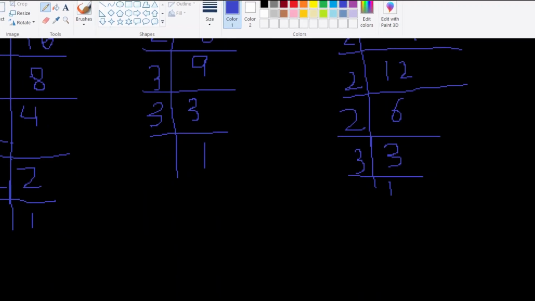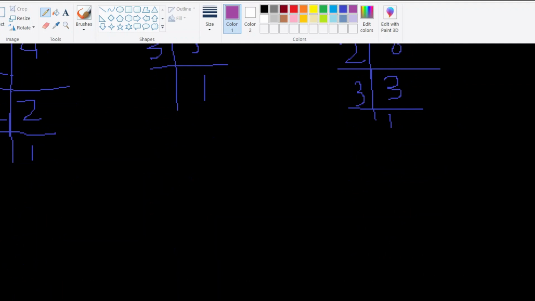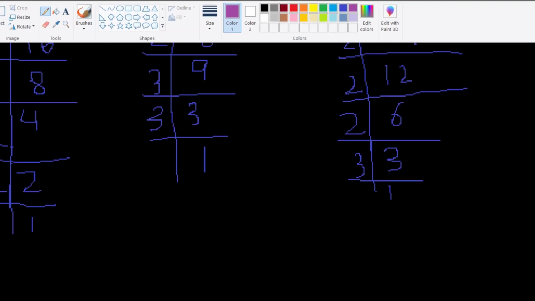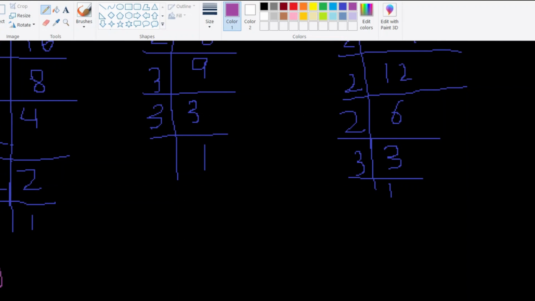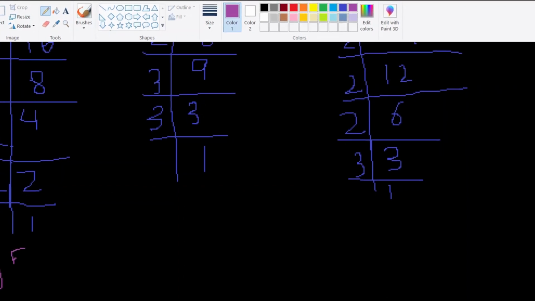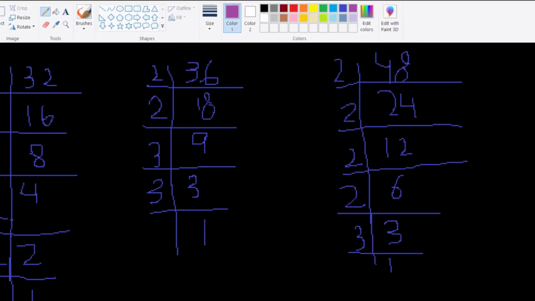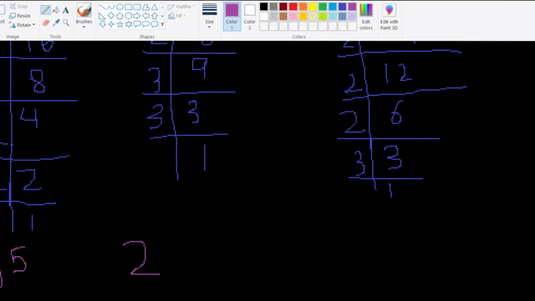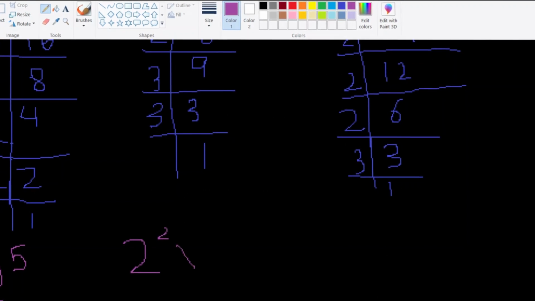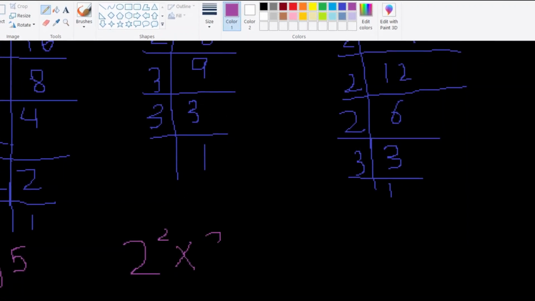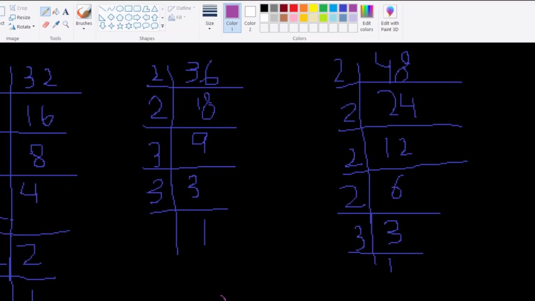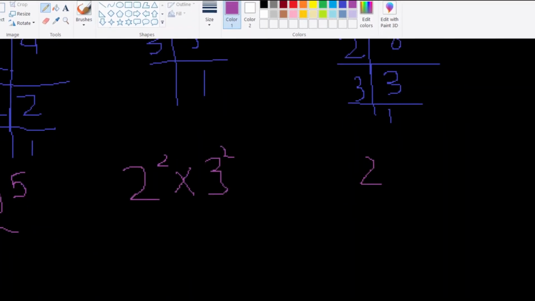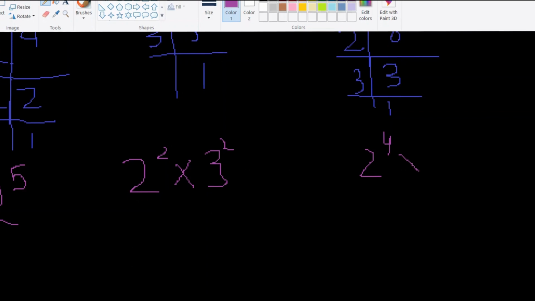So now we have prime factors. Let's write the factors of each. In this we have basically 2 to the power of 5. In this we have 2 power 2 and 3 power 2. This one we have 2 power 4 multiplied by 3.